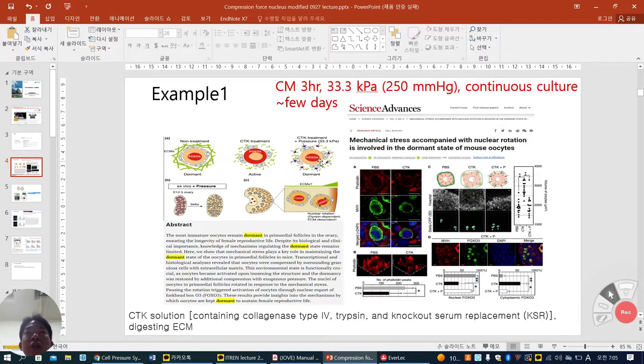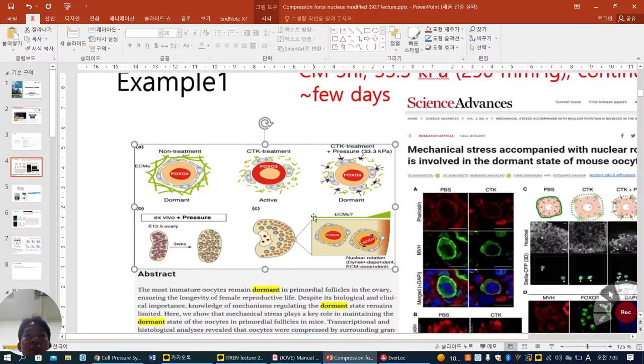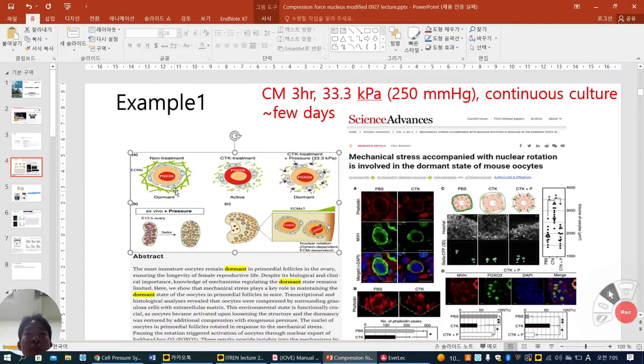This is one example published in Science Advances. They induced compression for 3 hours using a maximum of 33.3 kilopascal, which means 250 millimeter mercury, and then continued culture for a few days. So compression 3 hours per day for a few days. And then they cultured this embryo or organoid in the system.